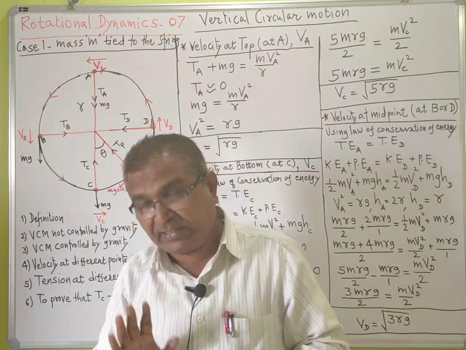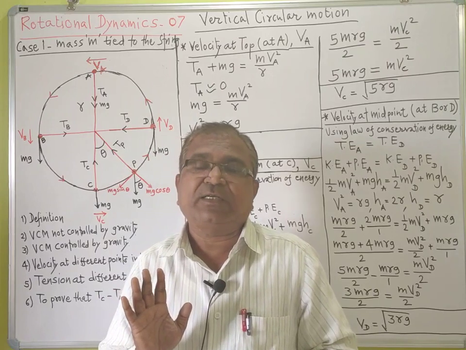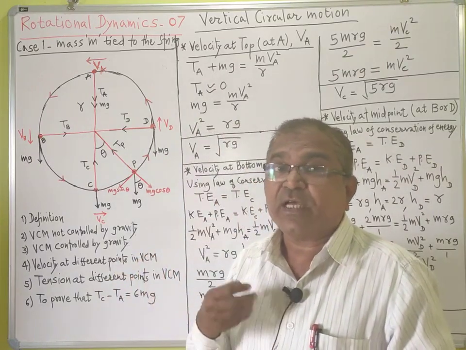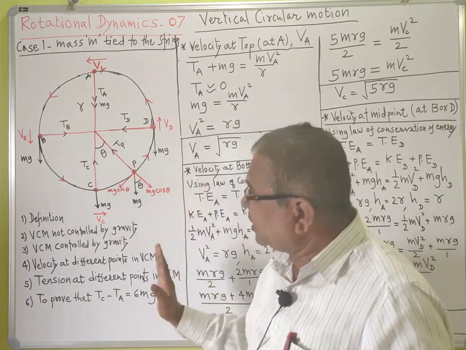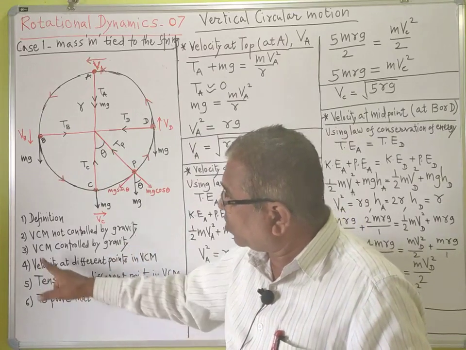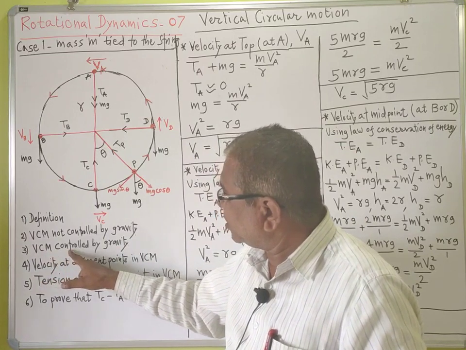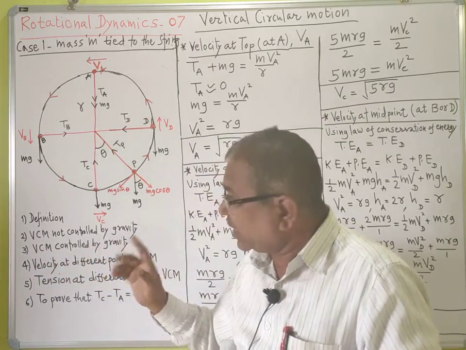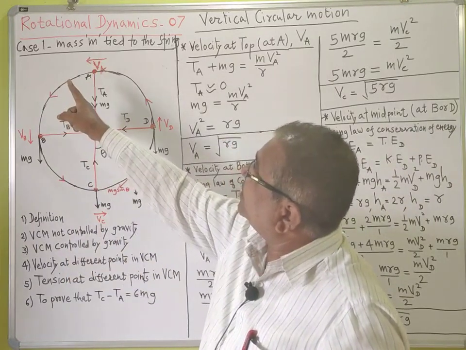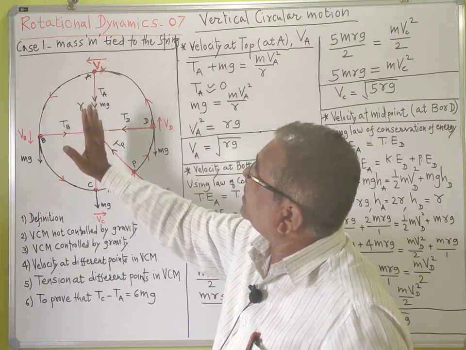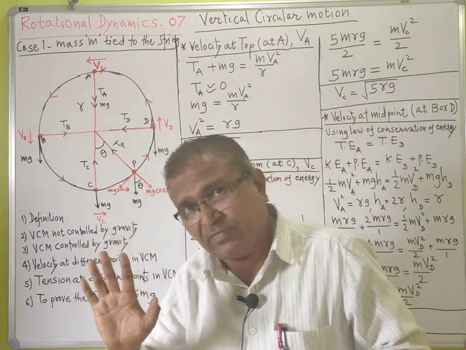Okay, dear student, listen carefully. Don't take a botheration about the article. What I want to tell you is that we have to learn the whole concept under the condition of VCM, vertical circular motion controlled by gravity. And the case number 1 that we have to study now is mass m tied to the string. That's all.